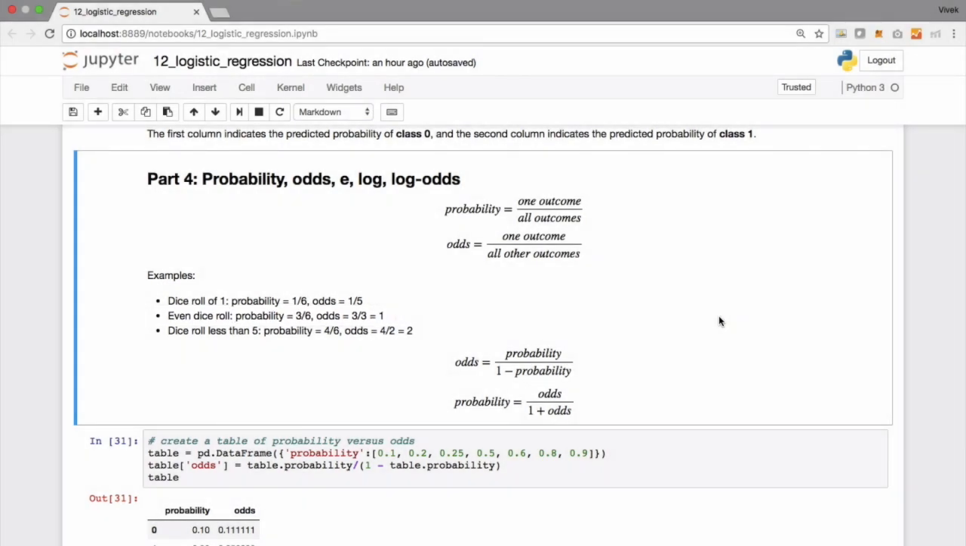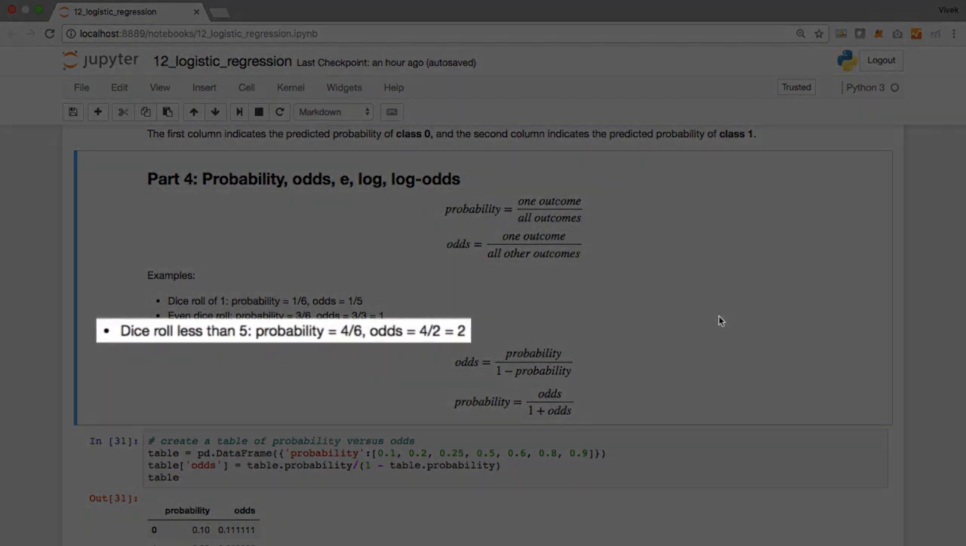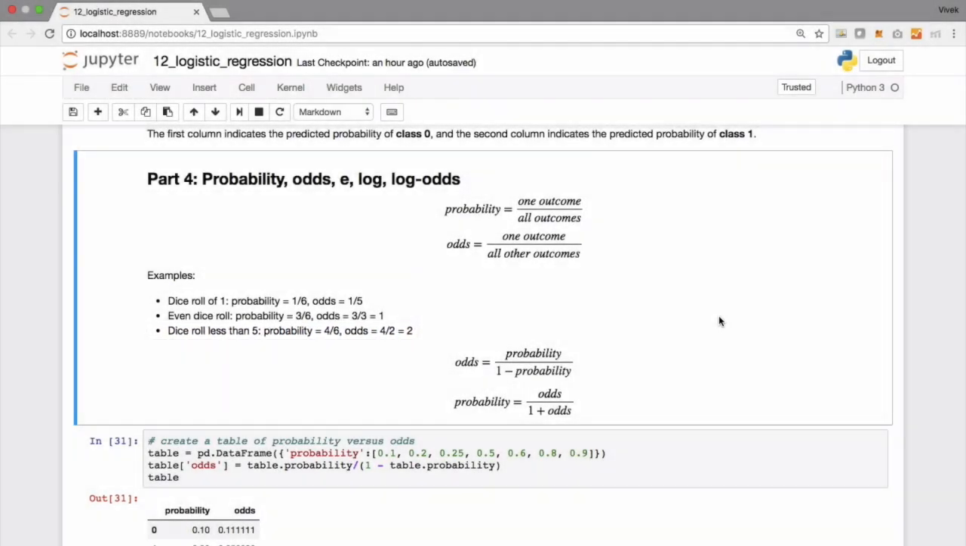What about a dice roll less than 5? The probability, of course, will be 4 by 6 because I can only have 1, 2, 3, and 4, which are less than 5. And the odds, on the other hand, will be equal to 4 by 2. If I calculate all other outcomes, I will only be left with the numbers 5 and 6, which are 2 outcomes, which specify the set of all other outcomes in this case. So 4 by 2 will be equal to 2.